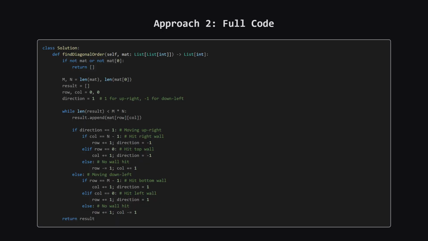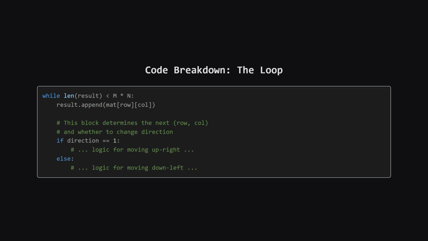Here is the code that implements that simulation logic. You can see it's basically one big loop that continues until we've visited every single cell. Inside this while loop, we first add the number at our current position to the result. Then comes the big block of if and else statements. This whole section is just implementing those boundary rules we just talked about. It checks which direction we're going, checks if we're at a boundary, and then updates the row and column to the correct next position. Crucially, it also flips the direction variable when we make a turn. It's a bit more code, but it's a very direct simulation of the process.